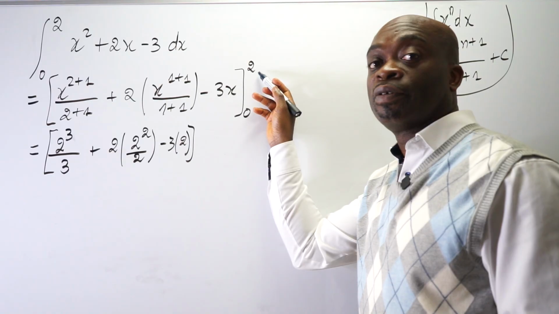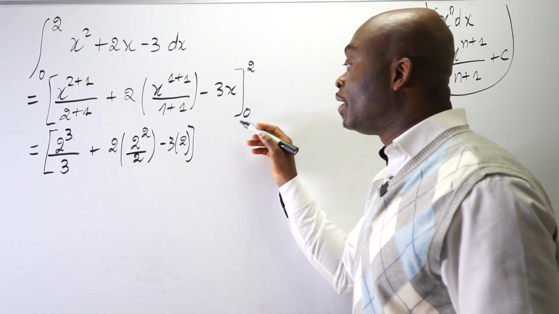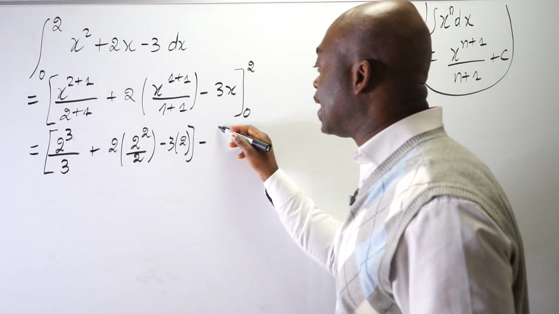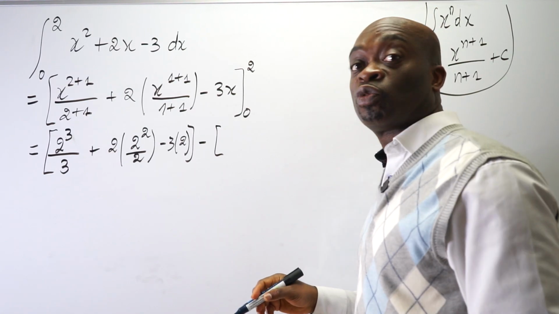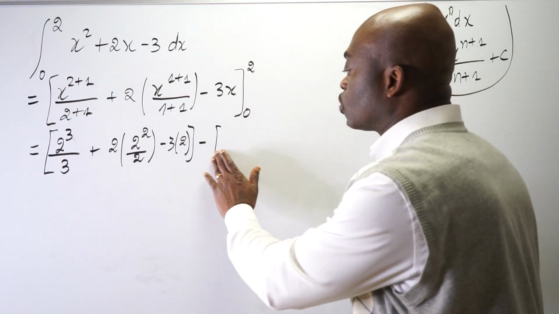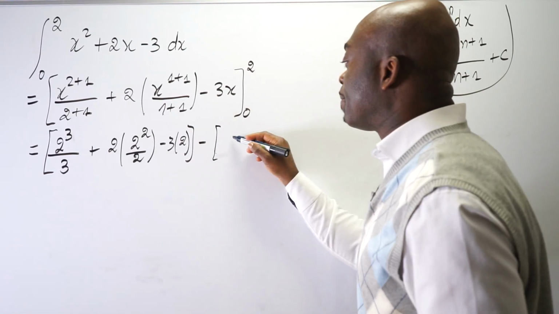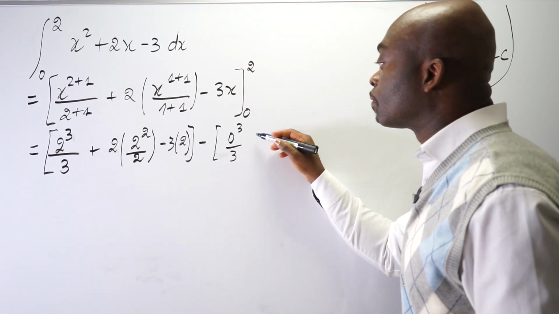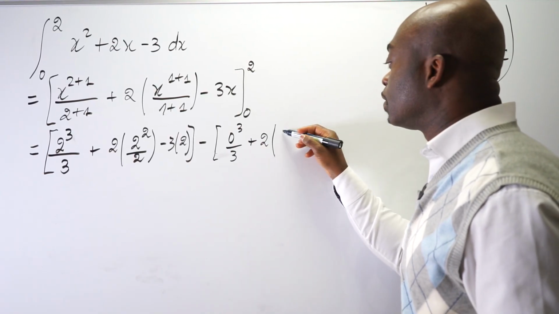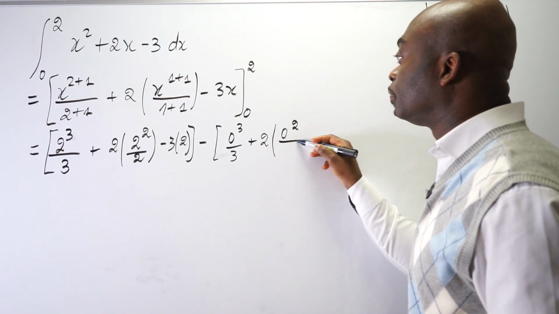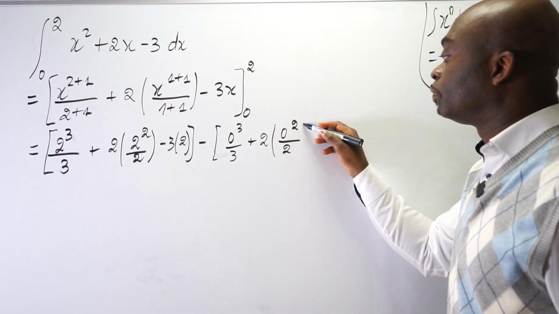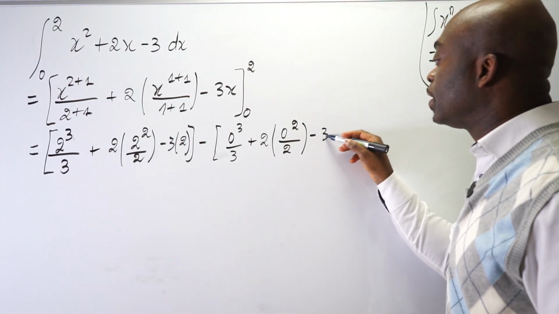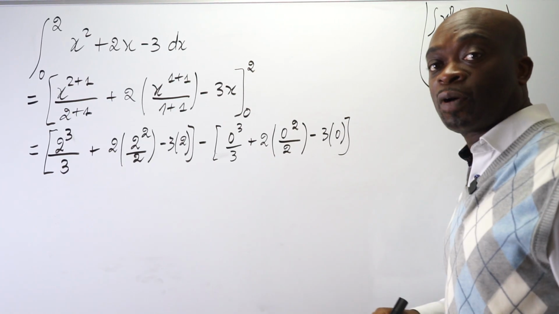And that's what we have for the upper value. But we got to do also for the lower value by then doing the minus. So if we minus it, that means 0 is replacing x, all right? So we have 0 to the power 3 over 3, plus 2 times 0 to the power 2 over 2. Okay, we good? And then minus 3 times 0. Okay, so that's what we do.